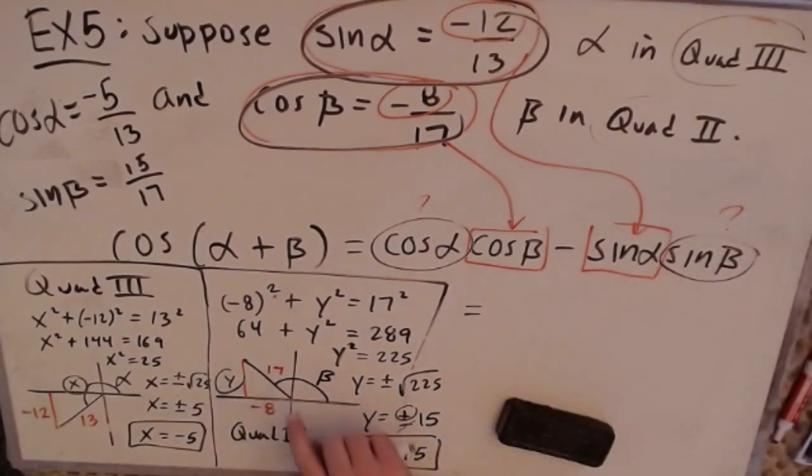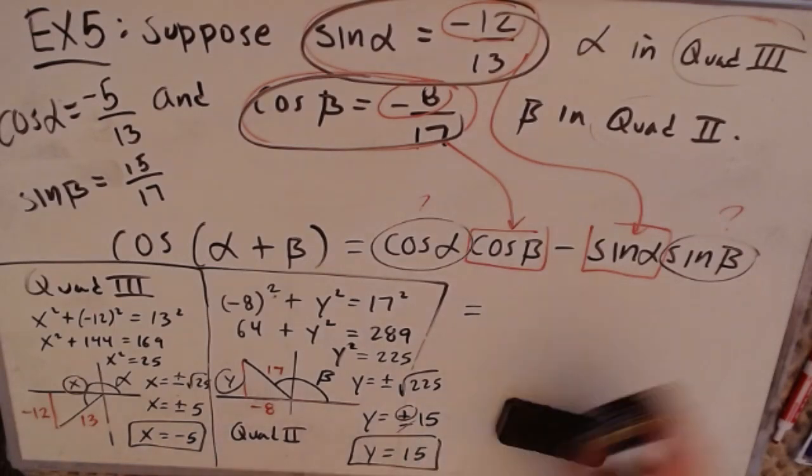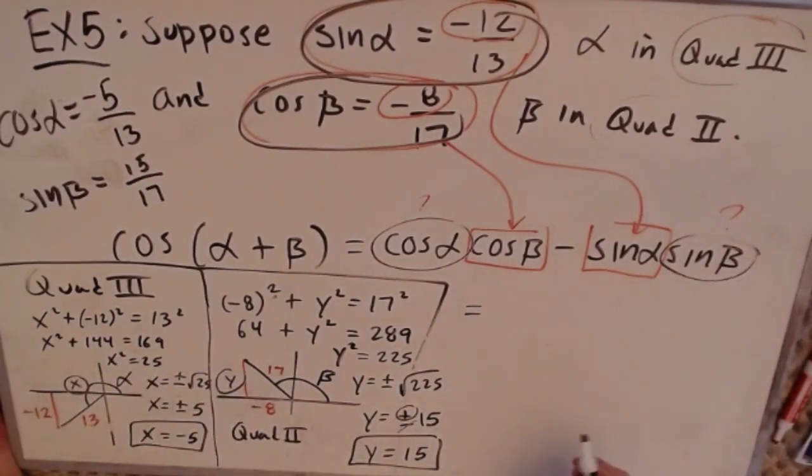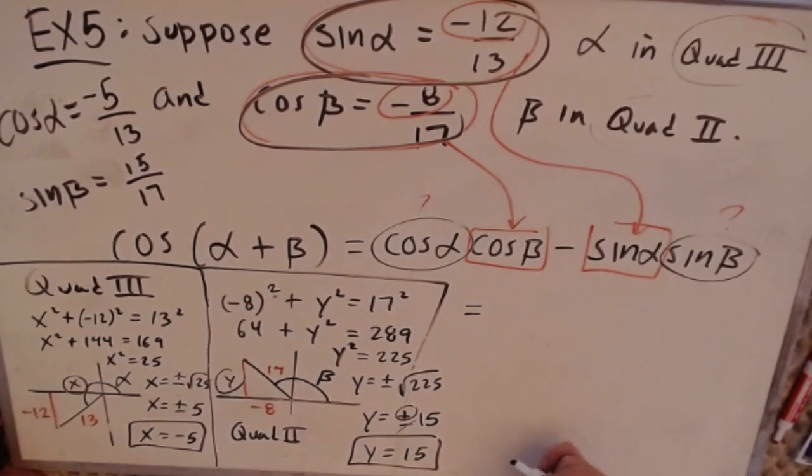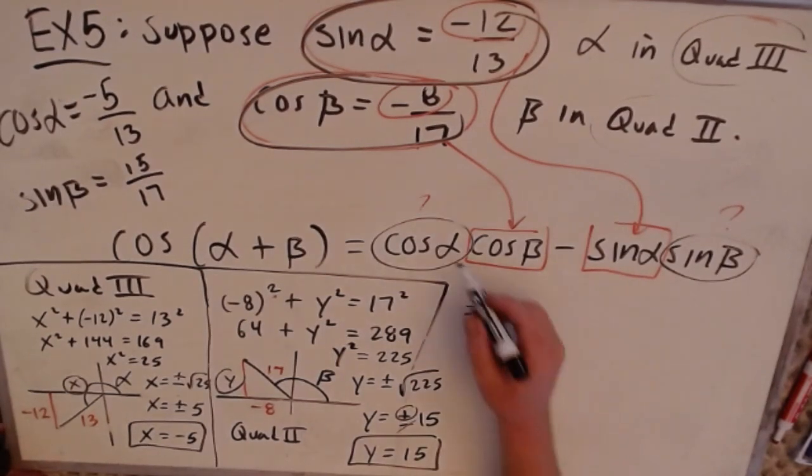Wow, 8, 15, 17 is a perfect triangle, huh? 64 plus 225 is 289. Wow, interesting. No decimals. Everything comes out nice. Yeah. Maybe we should have done this first. Or maybe not. I don't know. All right, so what do we got?